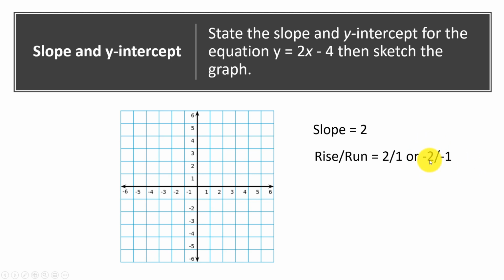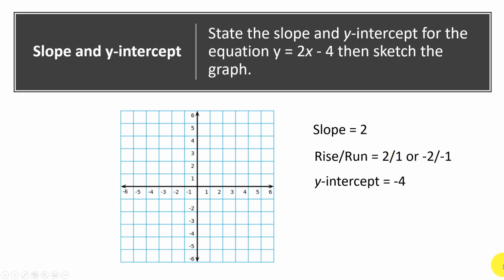This is telling us our rise is a -2. That means we go down 2, and then the run would be a -1. That means we go to the left 1. This one is saying we rise a +2, we go up 2, and then we run a +1, which means we go to the right 1. These two are equivalent. They're the same thing.